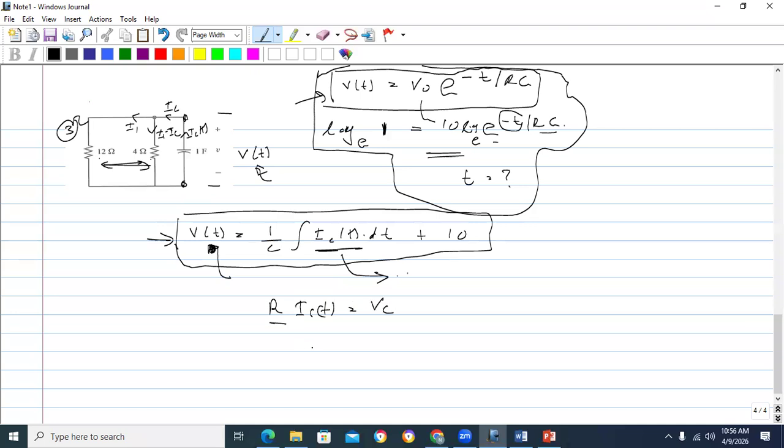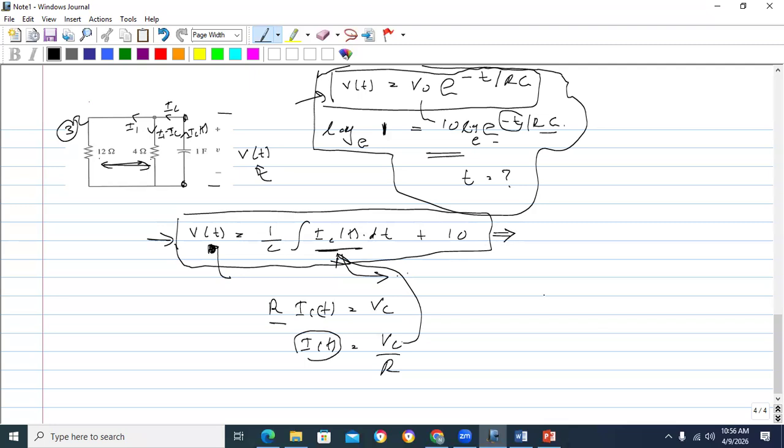So maybe you can find the IC here, then that is VC over R. Now the IC term you have found, you can substitute this value here. Then only VT terms will be there, then you can get the differentiation. Then you can find the VT.